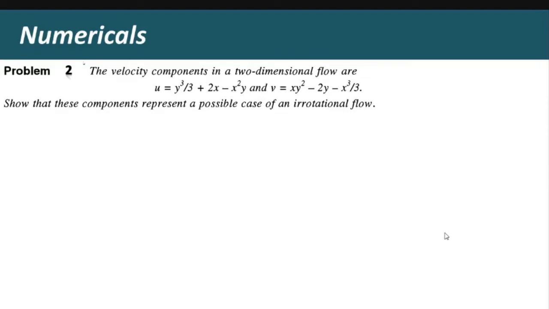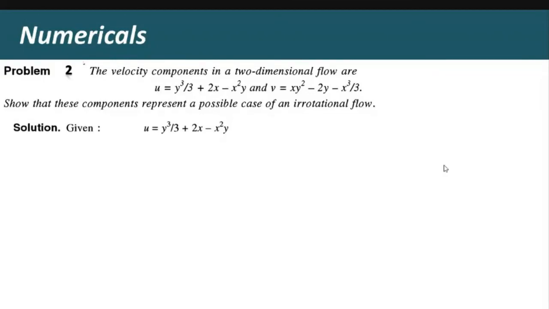Okay? Similarly we will see the next problem. The velocity components in a two-dimensional flow are u equals y cube by 3 plus 2x minus x square y, okay, this is the value of u, and v equals xy square minus 2y minus x cube by 3, okay. Show that this represents a possible case of irrotational flow. So we are supposed to check whether the flow is rotational or irrotational. So first of all we will calculate del u by del x and del u by del y, okay.